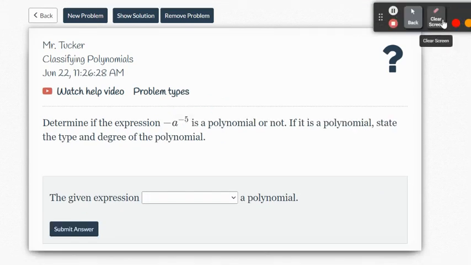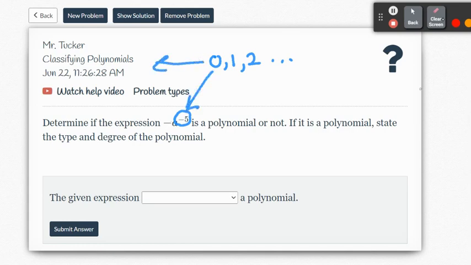In this example, we have negative a to the negative 5th power. Now, I said we can only have whole number degrees, and what that looks like is 0, 1, 2, etc. for whole number exponents. That is a negative 5. We cannot include the list of values left of 0. So immediately we say this is not a polynomial.